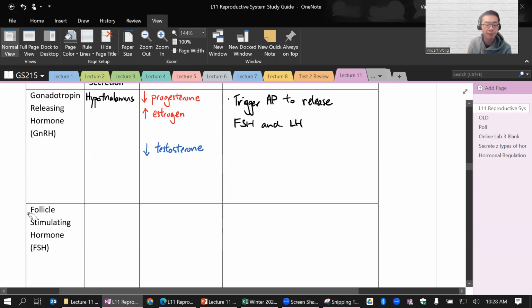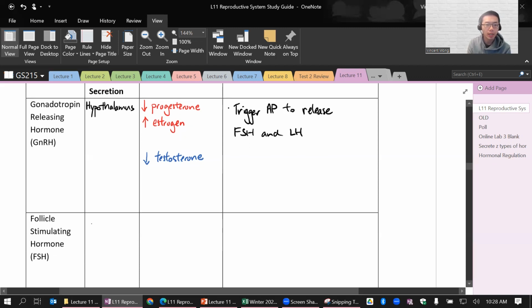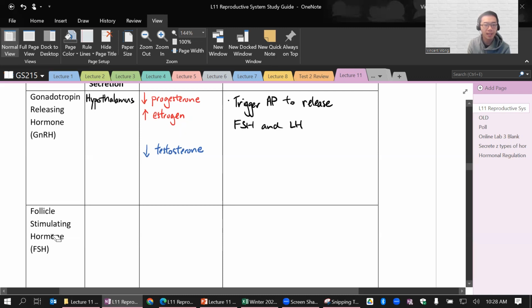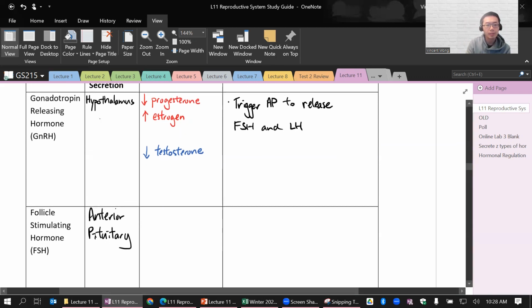Next, we have the FSH, the follicle stimulating hormone. Location of secretion, where does FSH come from? Well, we just wrote it down, right? It's going to be from the anterior pituitary. And what would be the trigger? Again, we just did it. The trigger would be an increase in GnRH. Same for both sexes, right? Male and female.